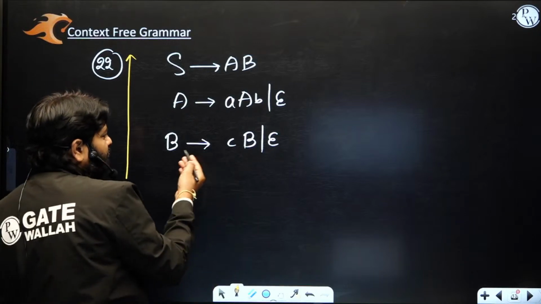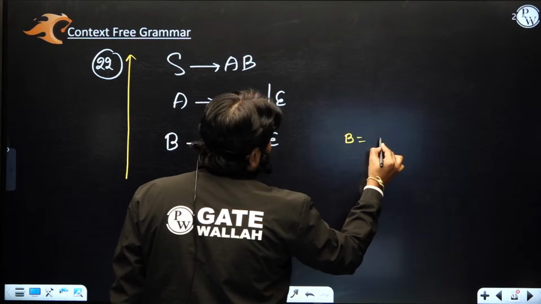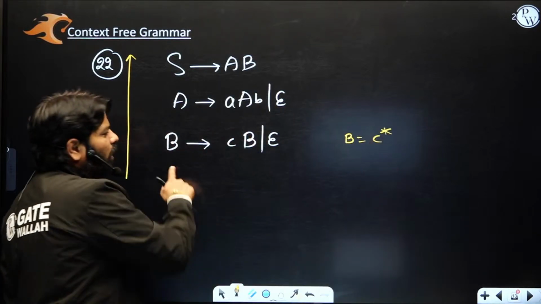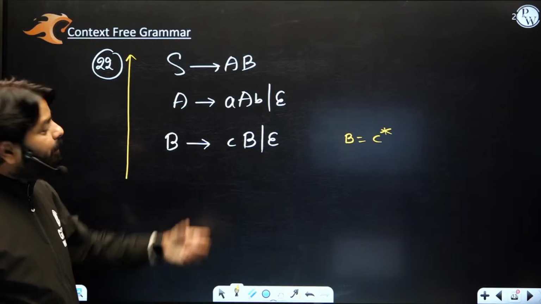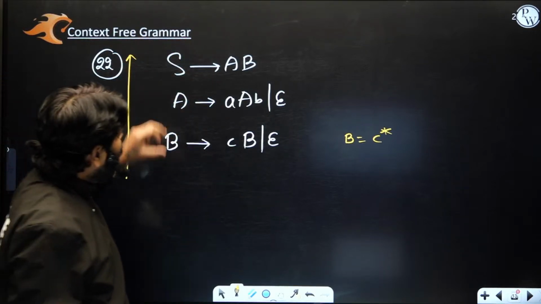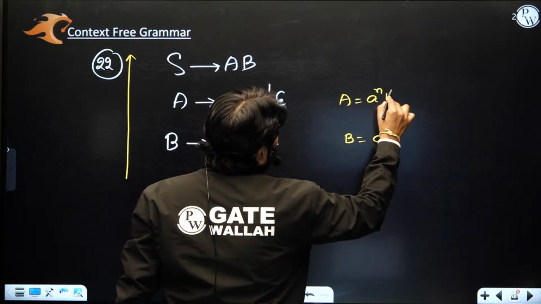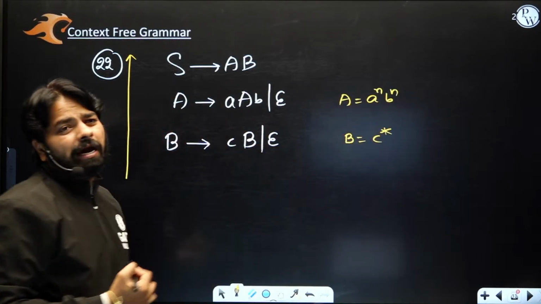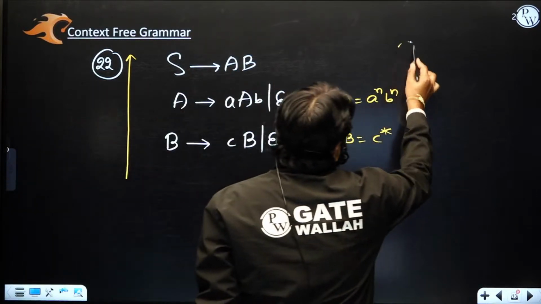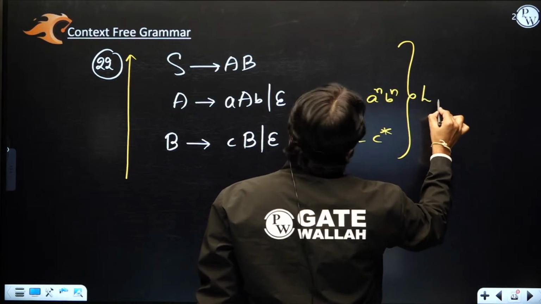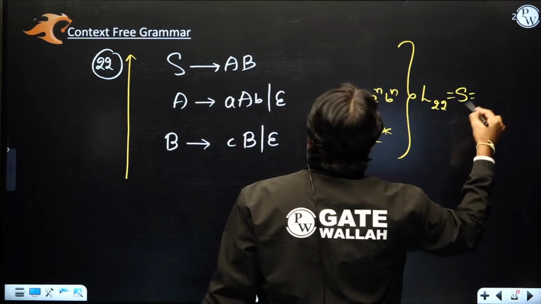What does B generate? If you look at B, it's going to be C star. B generates just C star, and we take this C star and put it in S later. And what is A going to be? A is going to generate A power n, B power n. You know about A, you know about capital B, then put both of them in S. That is going to be your language. So what is your language now? That's 22. It's whatever S generates. What is S generating here?